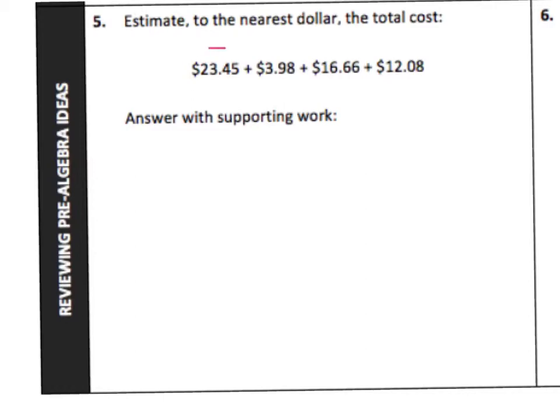So let's estimate individually. $23.45. What's that close to? And keep in mind, we're going to the nearest dollar. So $23.45 is pretty close to $23.50. $3.98 is awfully close to $4. $16.66, I think we kicked that up to 17 because you do want to round up. And then $12.08 will be $12 even because with 8 we can round down.